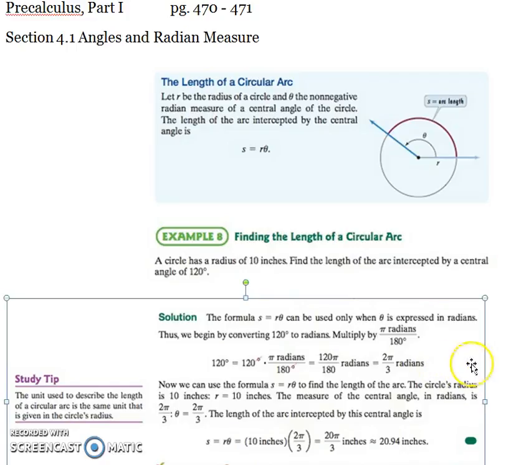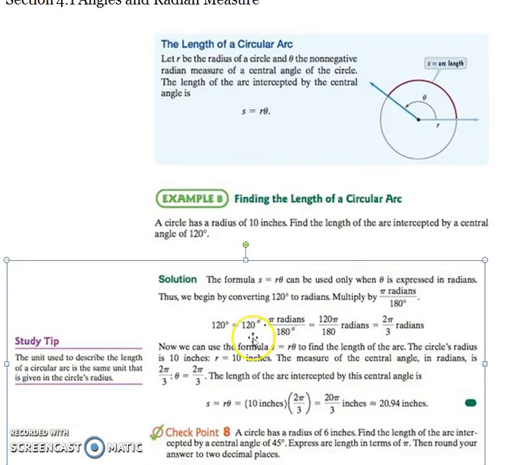Once it's in radians, you just have to multiply by the radius, which is 10 inches. So 10 times 2 pi over 3 is 20 pi over 3 inches. And if you multiply that out on your calculator, it's about 20.94 inches. Okay, which makes sense because pi is 3.14, so it's almost 3. 3 over 3 is 1, so it should be around 20, give or take.